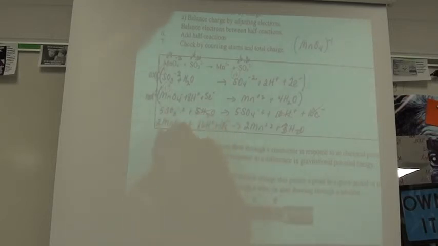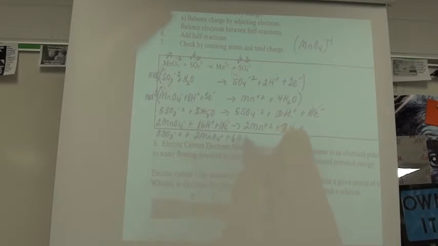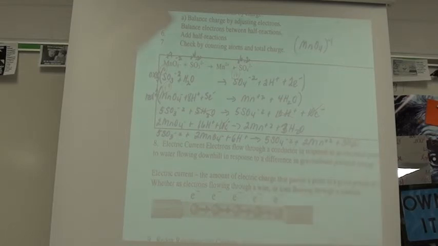So I end up with 5 sulfites and 2 permanganate ions, 6 protons, yielding 5 sulfates, 2 manganese ions, and 3 waters. And that's the completed net ionic equation that's balanced for mass and for charge.